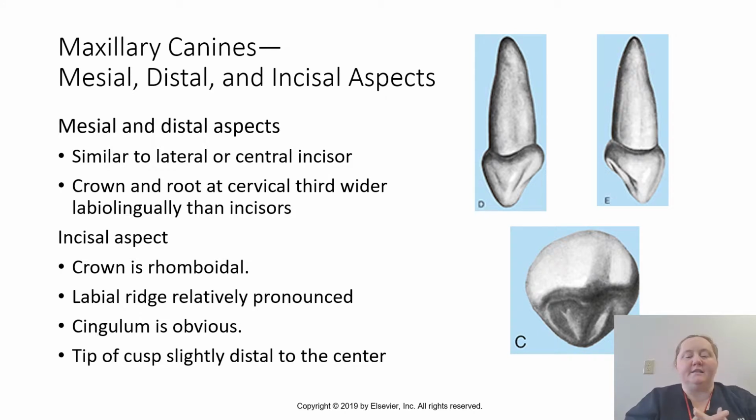All right, maxillary canines, the distal and mesial aspect. Mesial and distal aspects are similar to the lateral and the central incisor. The crown and root at the cervical third is wider labiolingually than incisors. So labiolingually is going to be wider. On the incisal, the crown is really fairly rhomboidal, and the labial ridge is less pronounced. Okay, the cingulum is obvious, and the tip of the cusp is slightly distal to the center.